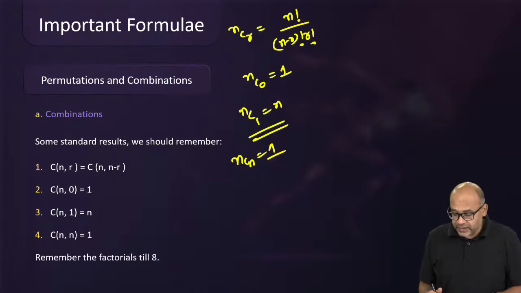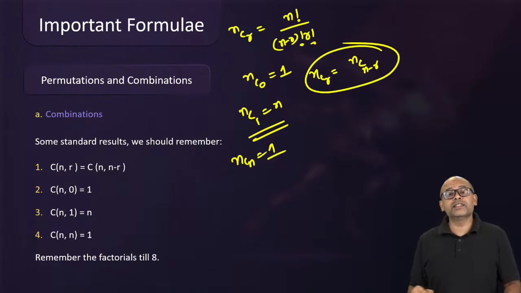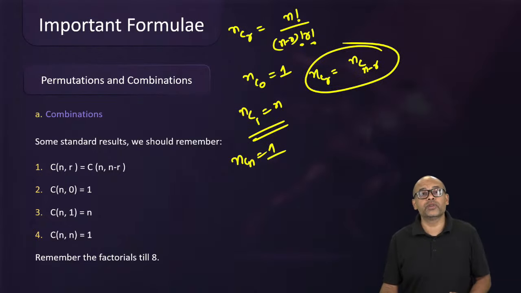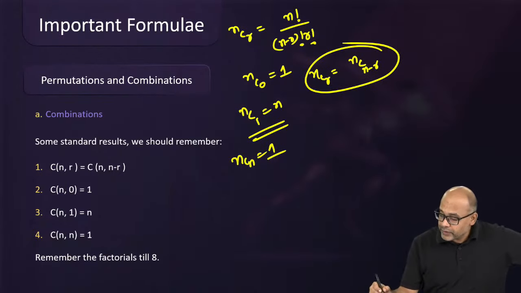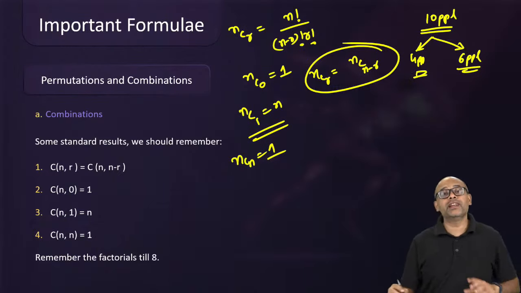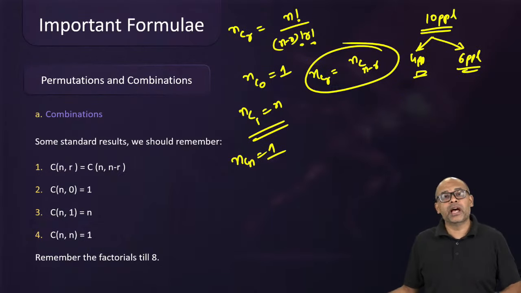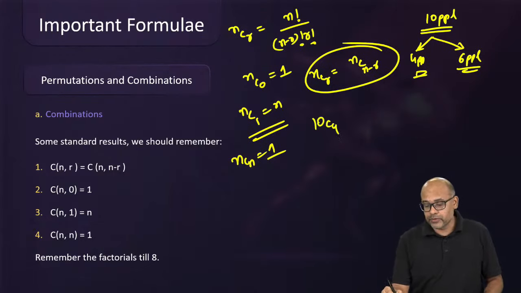And then you have a final result. You have NCR is equal to NC n minus R. This is a very, very important result for you to keep in mind. It means when you have a group of, let's say, 10 people as an example, selecting 4 people is the same as selecting 6 people. The logical meaning is very interesting. Think of it. If I say there are 10 people, I want to choose 4 of them for a work. How many ways can I choose them? The answer is 10C4. You all know this.